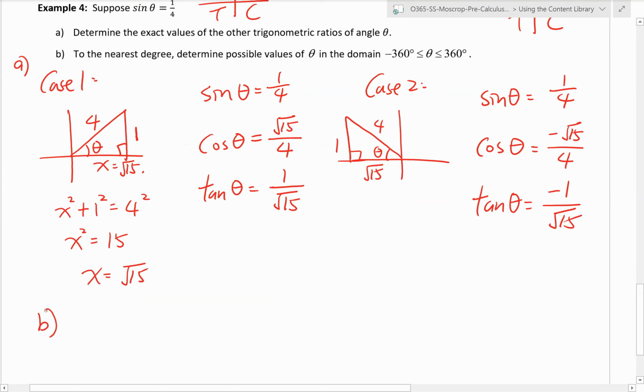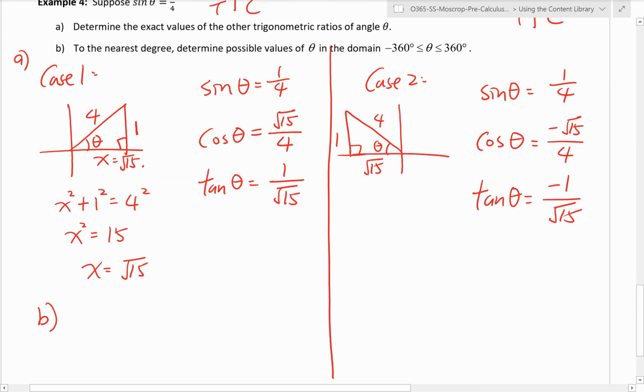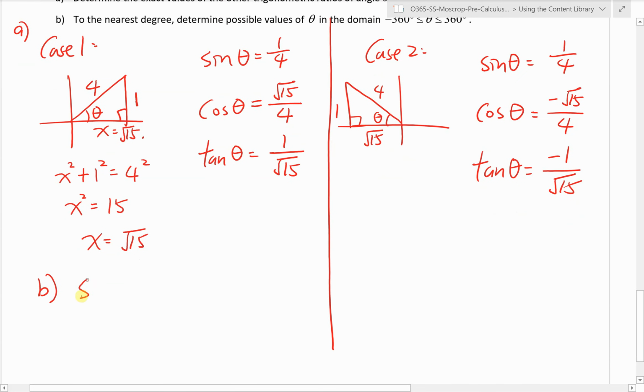Part B asked, to the nearest degree, determine possible values of theta in a domain of negative 360 degrees to 360 degrees. So I'm going to split this like this, right? Because there are 2 cases. So same thing for part B, there will be 2 cases. What we need to do first is, again, always find the reference angle. We can easily find the reference angle by taking the inverse sine.